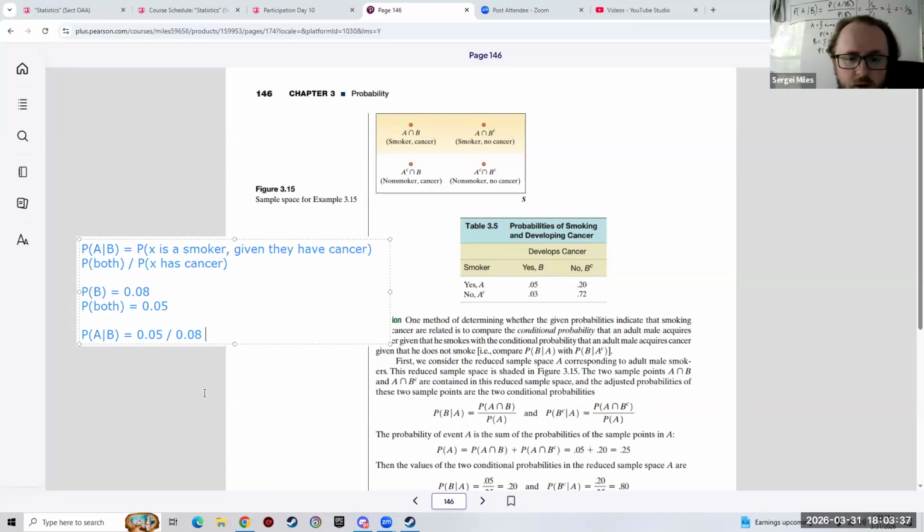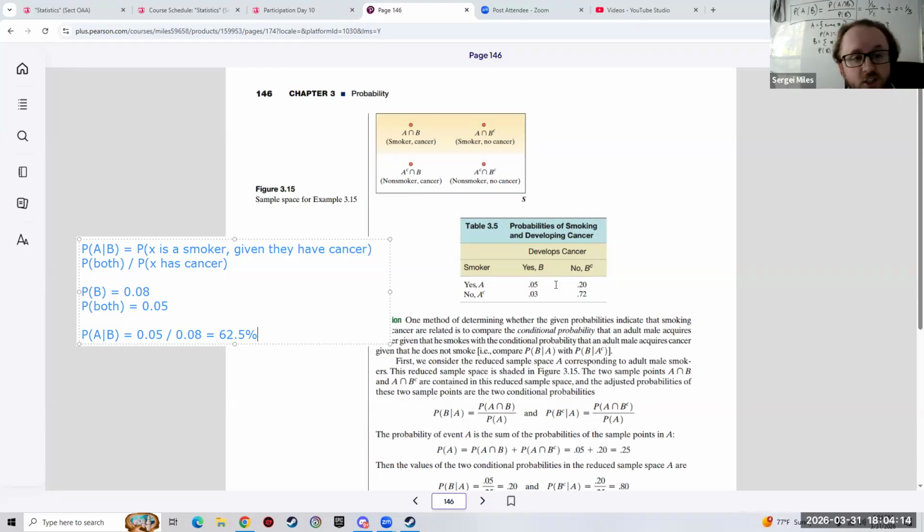All right. So we go to the calculator. 0.05 divided by 0.08. Well, now we have 0.625, or in other words, 62.5%. That's huge, right? Again, what is this saying? This is saying, given someone has cancer, take a random person who has cancer, what are the odds that they also smoke? 62% chance that they also smoke. That's a huge correlation here, which at first glance does not appear just by looking at this table, right?